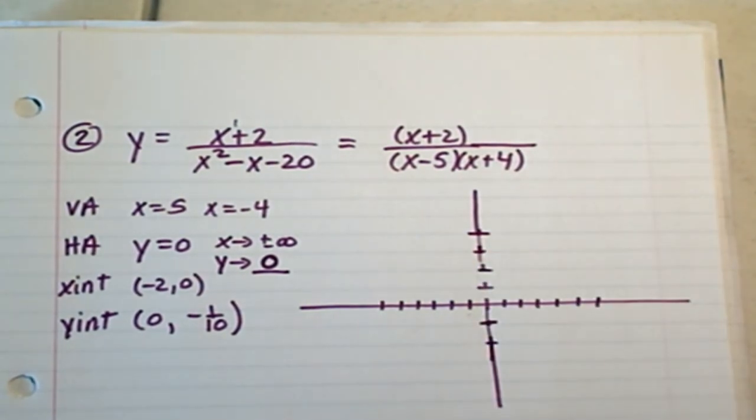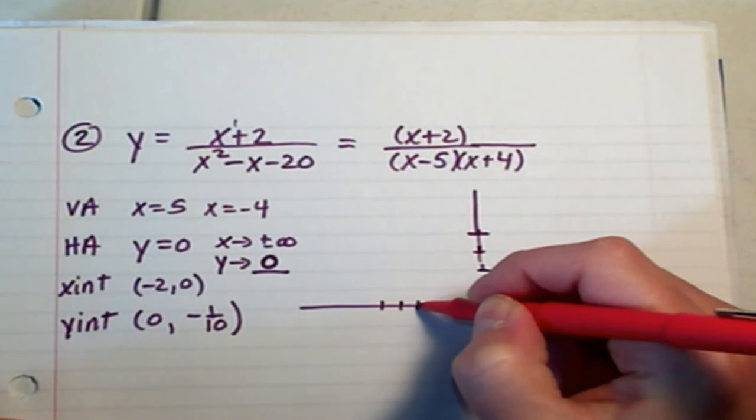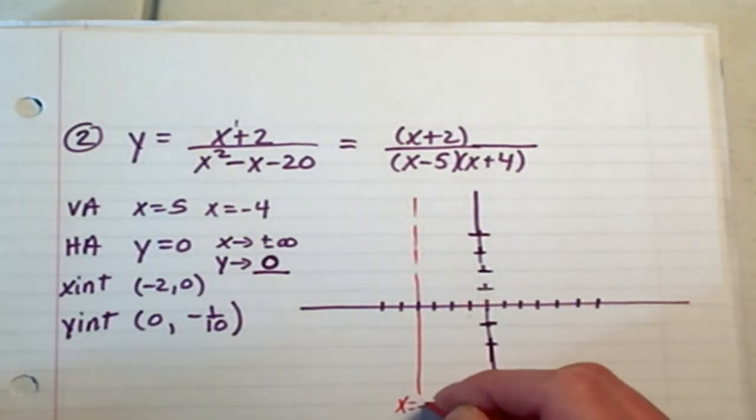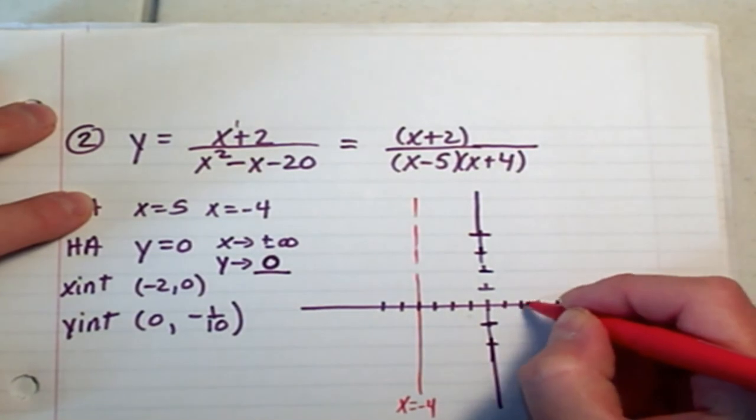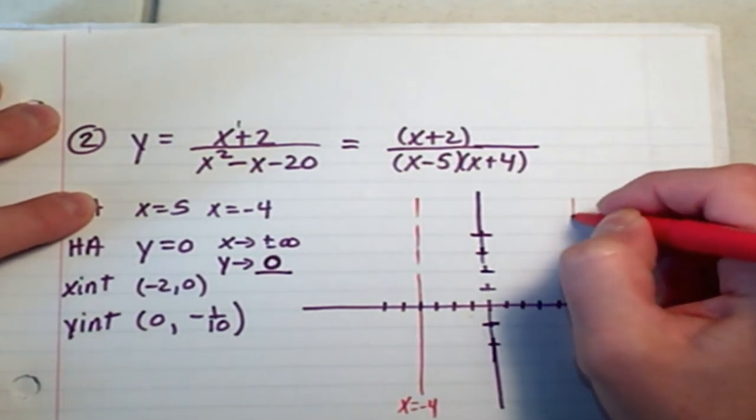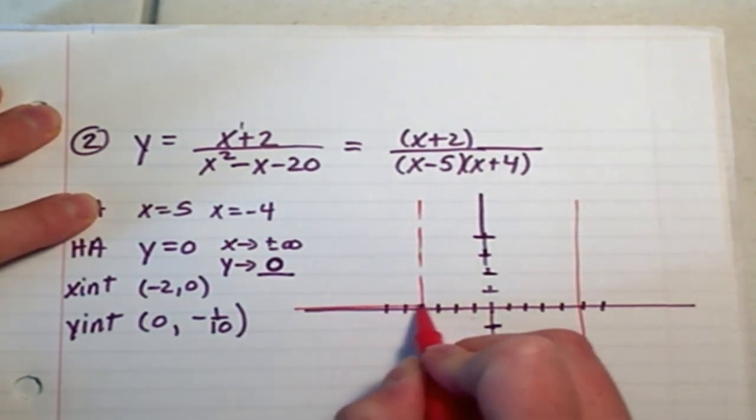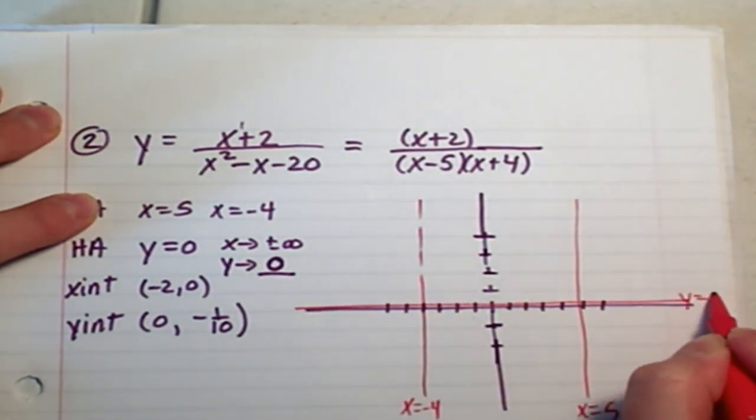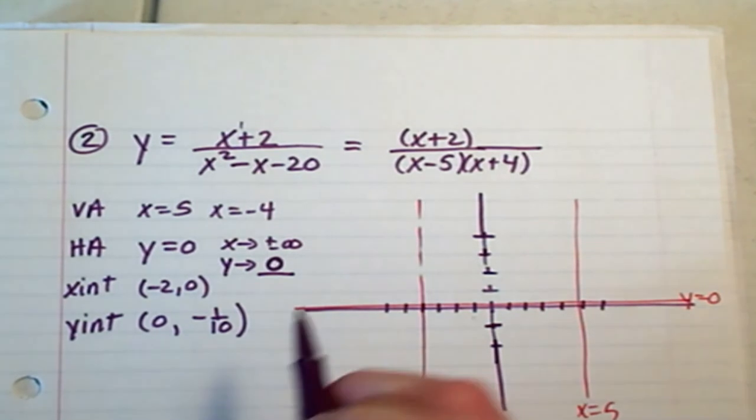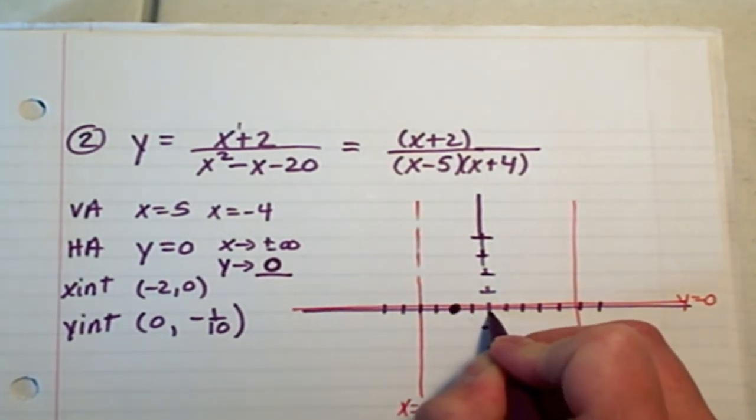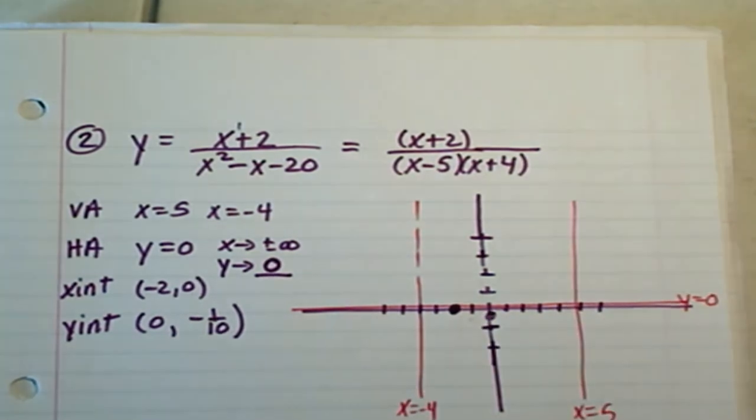Okay, let's start putting these things on the graph. 2, 3, 4. Okay, x equals -4. 5. 0. Okay, and put our points on. -2. All right, there we go.